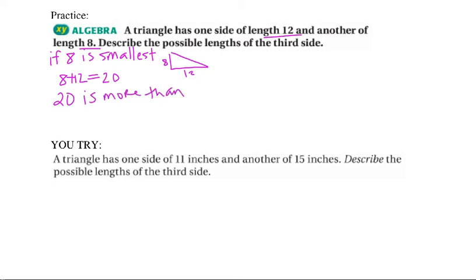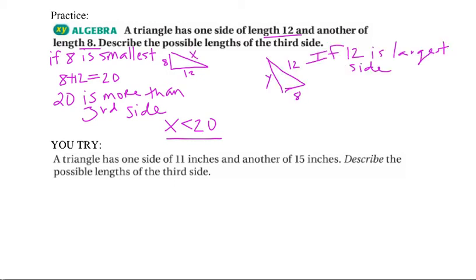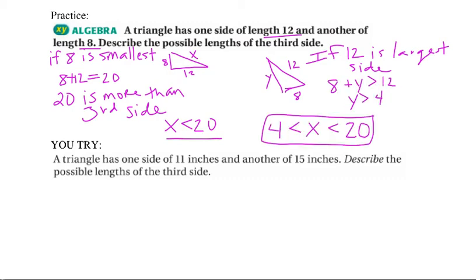So this means that the third side has to be less than 20. So that's the top end. Next, we have to think if 12 is the largest side instead of the medium side. Then that would mean that I would take my 8 plus y, so my unknown, and it needs to be greater than the third side. So if I do that, then that means that the third side has to be greater than 4. So if I write it as an inequality, I would have 4 less than x less than 20, and this would be my answer, how I would leave it.